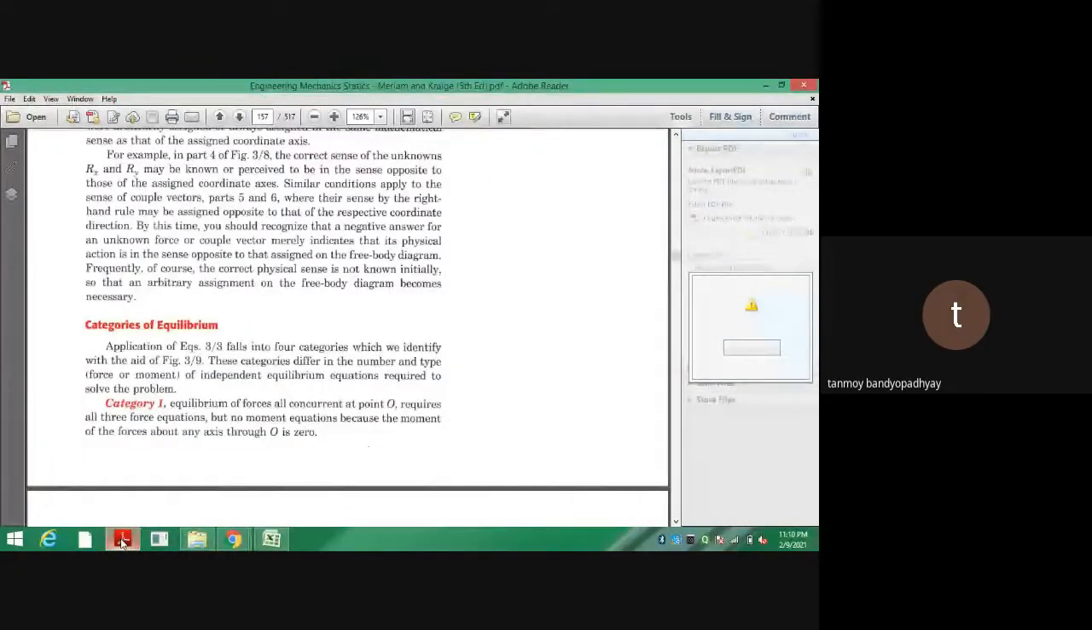Last, just one small thing. I am presenting my screen; just these pages you have to study. Unless you study these things, later when you write equilibrium equations, since you are civil engineering, for bridges and so on, these sorts of expressions must be clear to you. See here, categories of equilibrium. You can see what I am presenting, right? Yes sir.